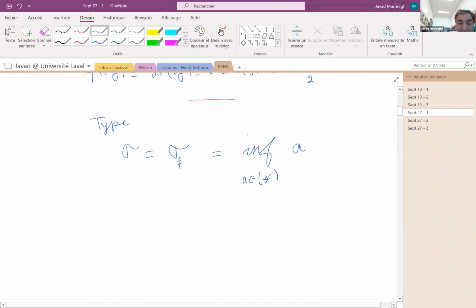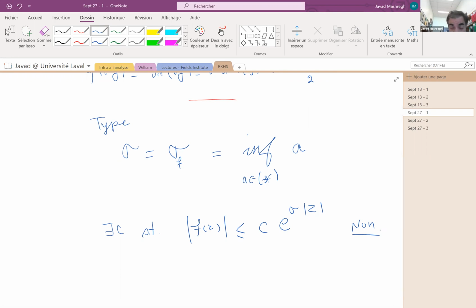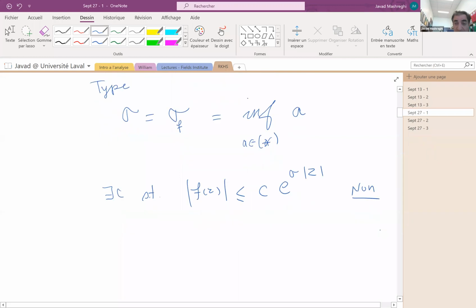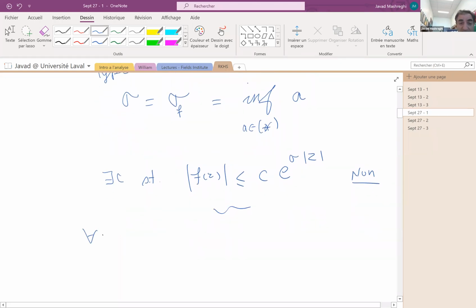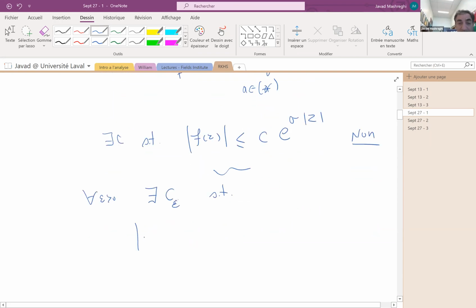This doesn't mean that there is a constant c such that mod f of z is less than or equal to c e to the sigma mod z. No, in general, no. Of course, if a function satisfies this, it is an entire function of exponential type at most sigma. But if it is of type sigma, it doesn't mean that it satisfies this property. What we can say is that given any epsilon positive, there is a c, and if you wish, c epsilon depends on epsilon, such that mod f of z is less than or equal to c e to the sigma plus epsilon mod z.